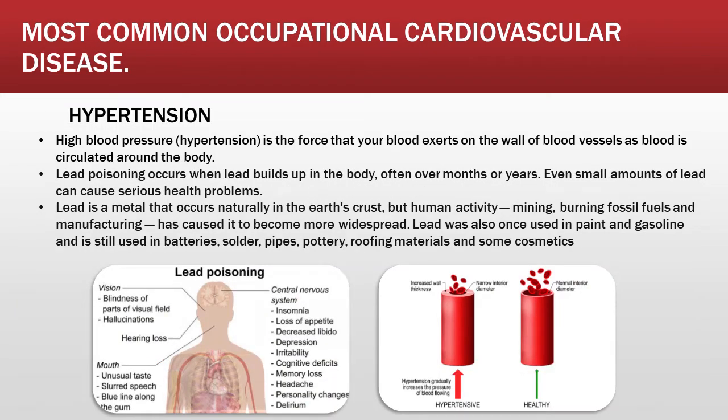The third occupational cardiovascular disease is hypertension. Hypertension is the force that your blood exerts on the walls of blood vessels as blood is circulated around the body. Lead poisoning occurs when lead builds up in the body, often over months or years. Even a small amount of lead can cause serious health problems.